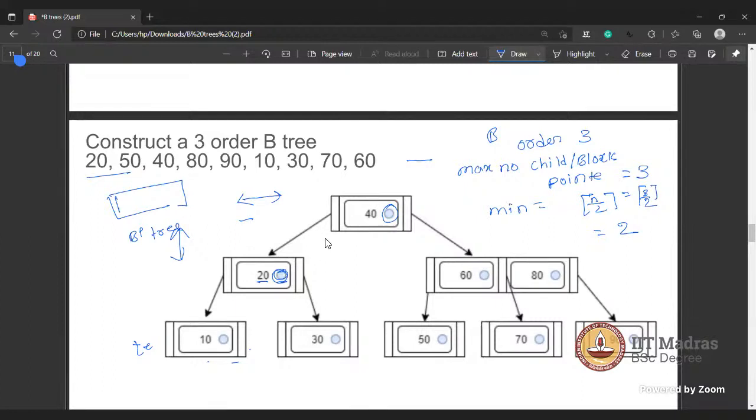Sir, okay. You got it now? Hello, Abhishek. Yes, sir. After solving the numericals, I may get it, sir. Okay.